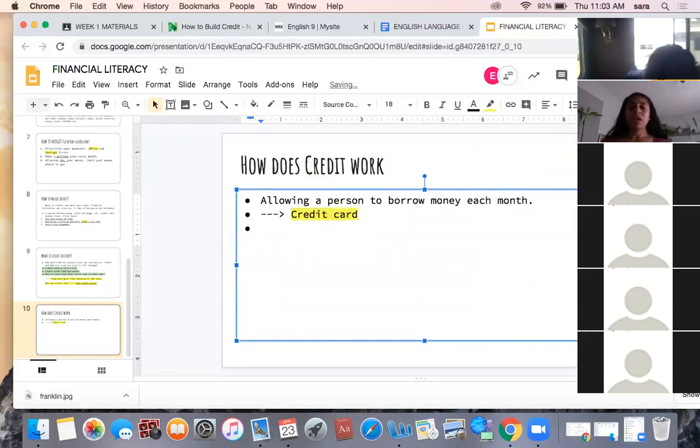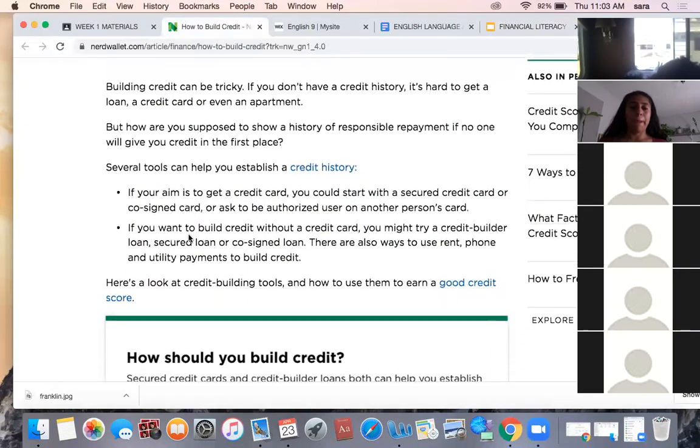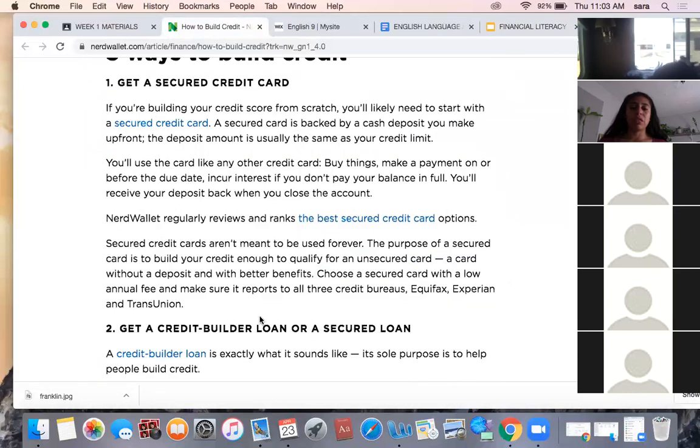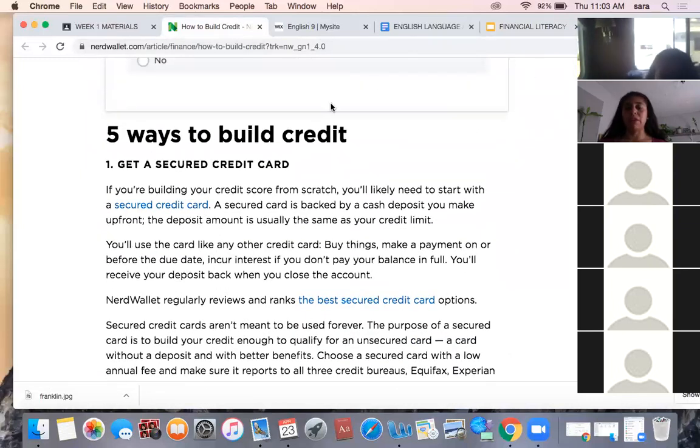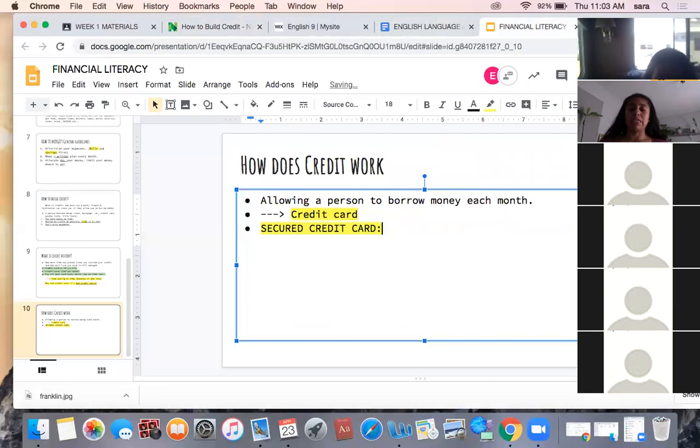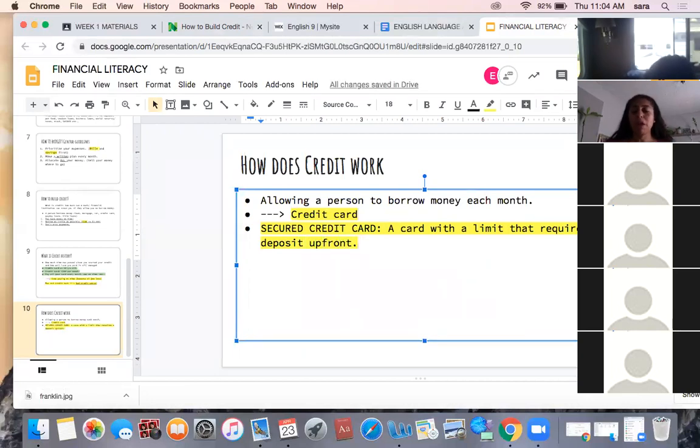So when you're 18, you go to the bank and you ask for something called a secured credit card. According to the article, here's the section for secured credit card. But since I don't have that much time to go over the article, and hopefully you read it, a secured credit card is a card with a limit that requires a deposit upfront.